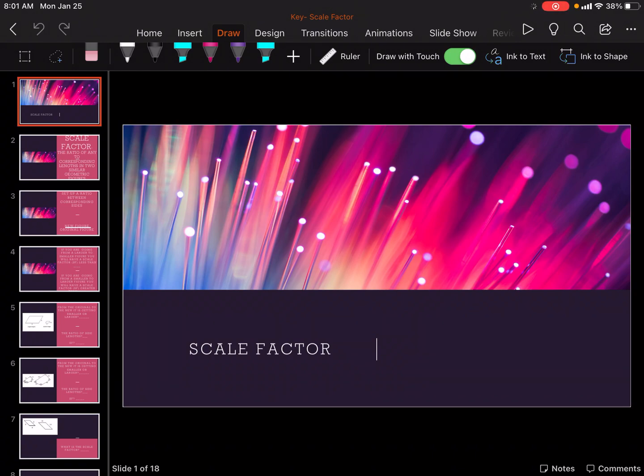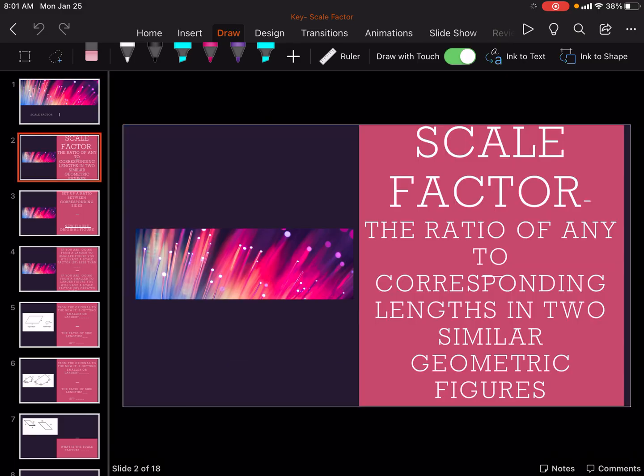Hey guys, in this video we're going to talk about scale factor. Basically, scale factor is the amount bigger or smaller that a shape is. It's the ratio of any two corresponding lengths in two similar geometric figures. Similar figures are not equal, so one is getting bigger or smaller. Scale factor is the amount it is getting bigger or smaller.